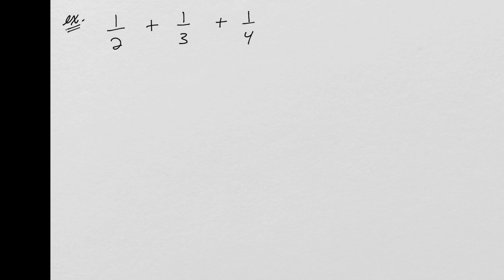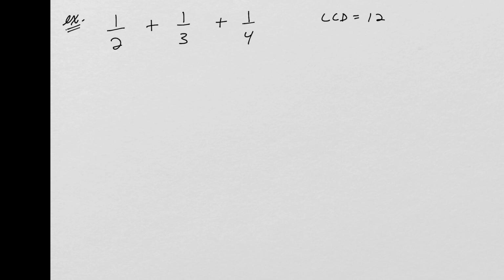I need to have the same denominator, and I want to find the lowest common denominator as my denominator. So, what's the smallest number that 2, 3, and 4 will go into evenly? And you can probably recognize that that's going to be 12, right? So the LCD in this case is 12.